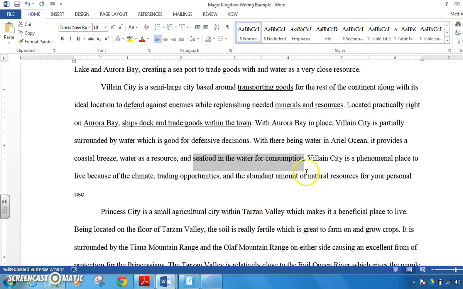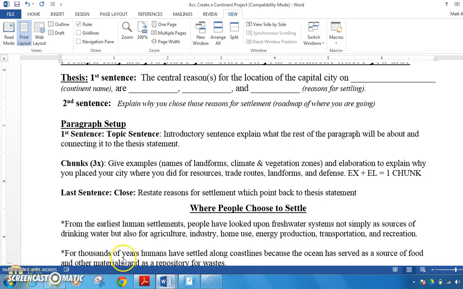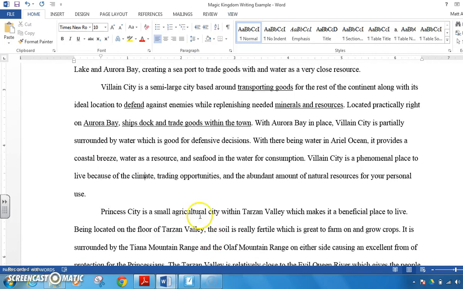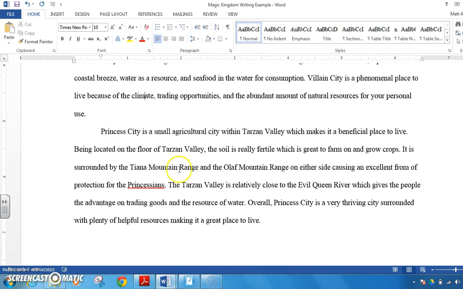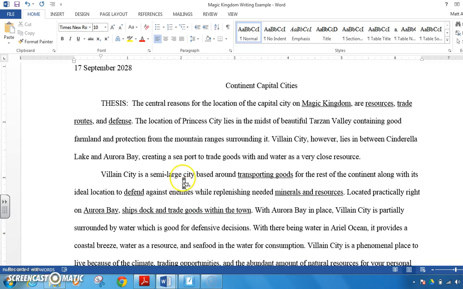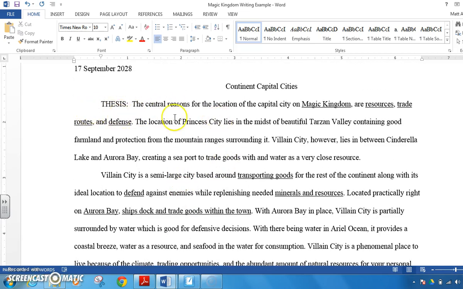And finally, to close it off, Villain City is a phenomenal place to live because of the climate, trading opportunities, and abundant amount of natural resources for your personal use. Fantastic. Close. That's there. I repeat the same thing for the next city, which you'll notice that this student has done, talking about Princess City. And again, I should be able to point it all back to my thesis statement that's up here.